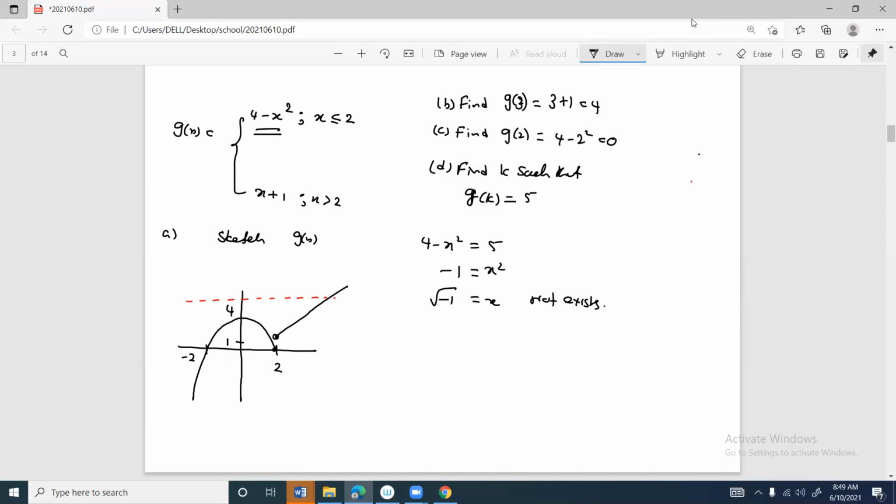Then we put the second function. x plus 1 equals 5. Therefore, x equals 4. The x plus 1 exists for x greater than 2, so this value is reasonable. So the solution is only this. You can say the solution is x equals 4. That would be the answer for that. That's a way of doing this kind of question.